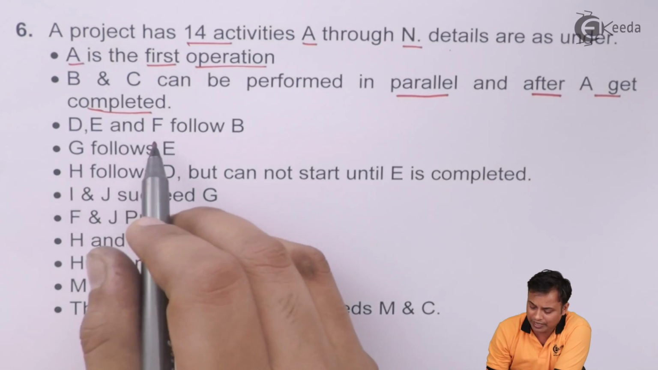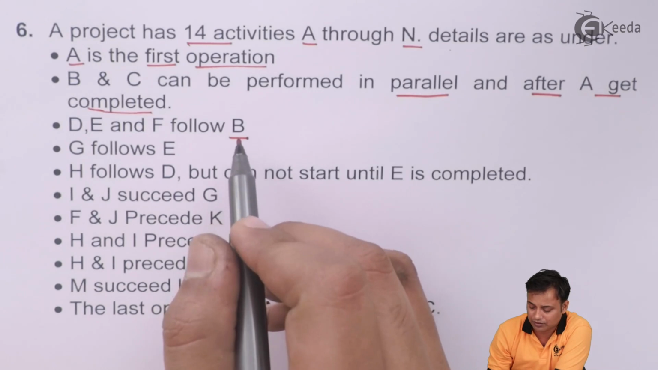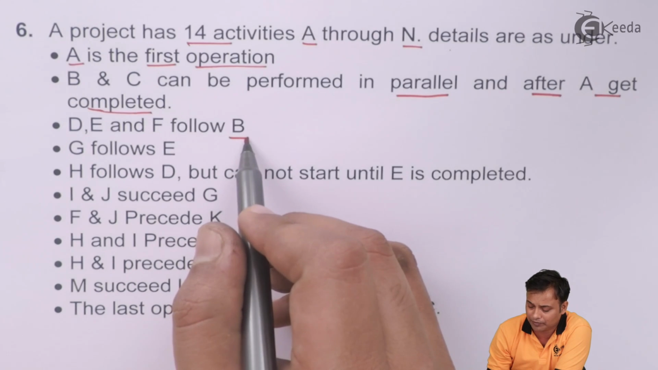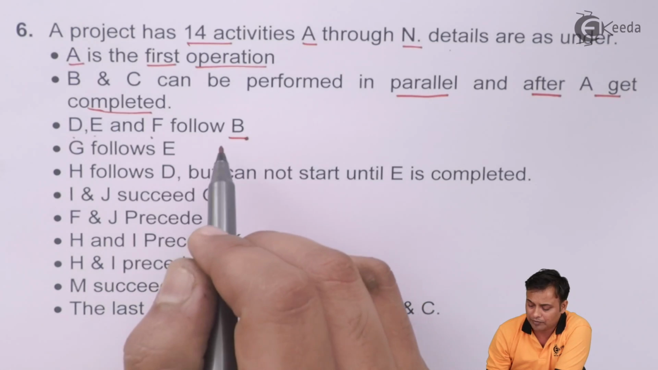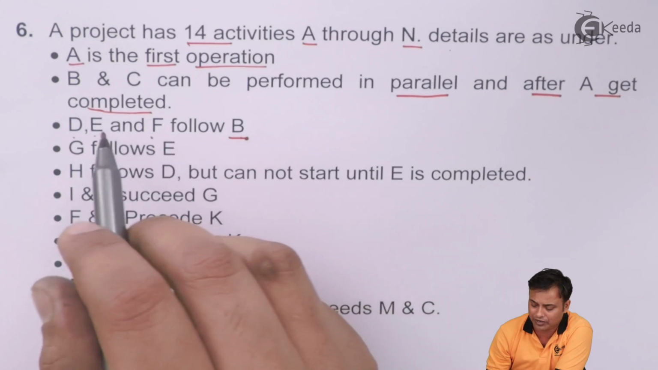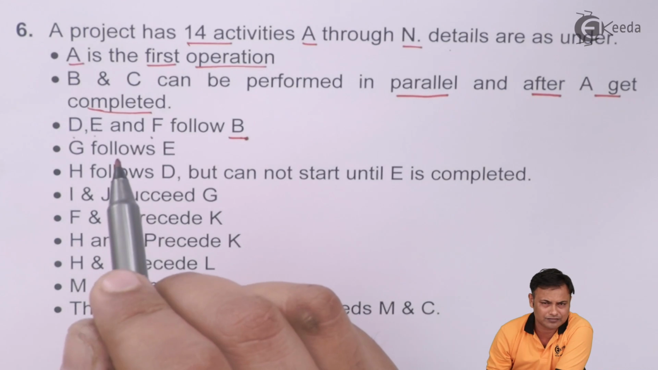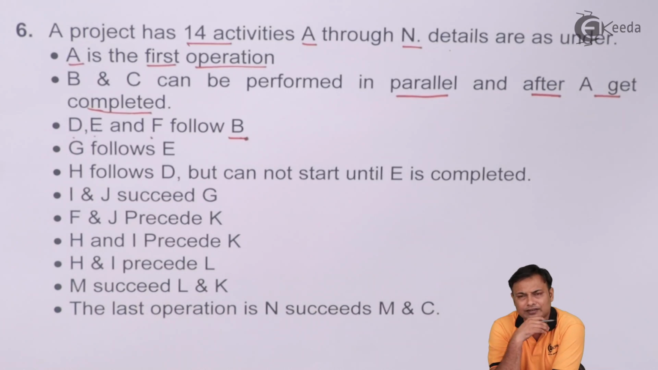D, E, and F follows B. In other words I will say B is the preceding activity for D, E and F. It becomes much easier to understand.